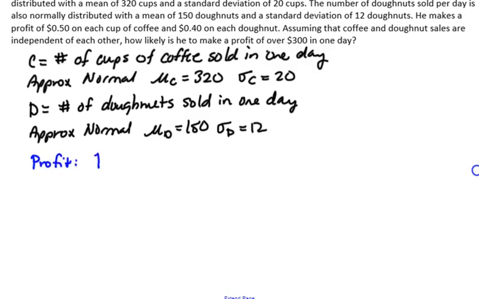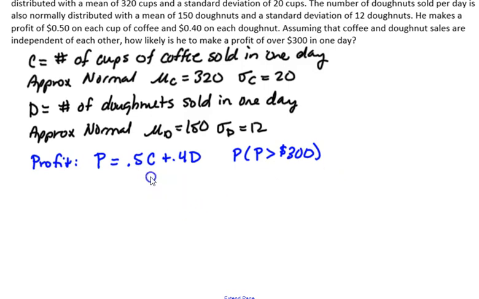Now to find the profit, which I'll call P, random variable profit, would be 0.5 times the number of coffees sold plus 0.4 times the number of donuts sold. So we have a combination of random variables here, and they're both multiplied by a constant. We want to find out the probability that P is greater than $300, which means we need to know a distribution for profit. We need to know its mean and standard deviation.